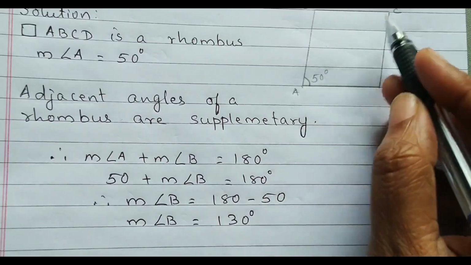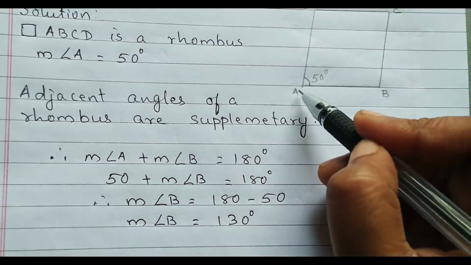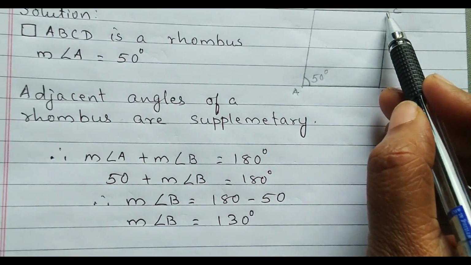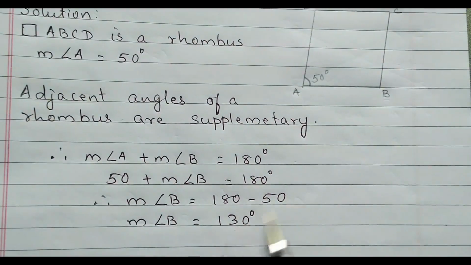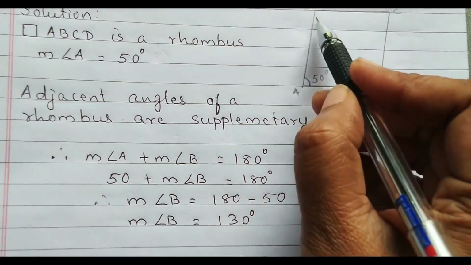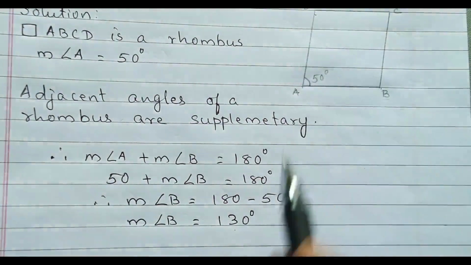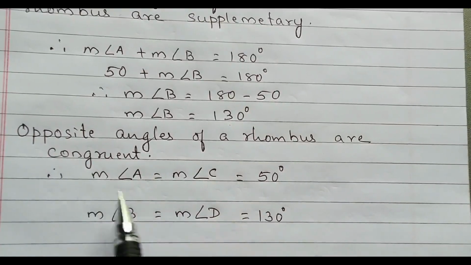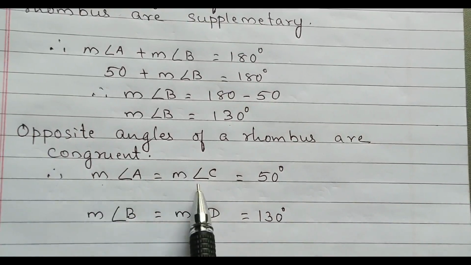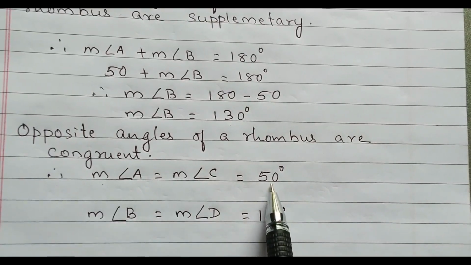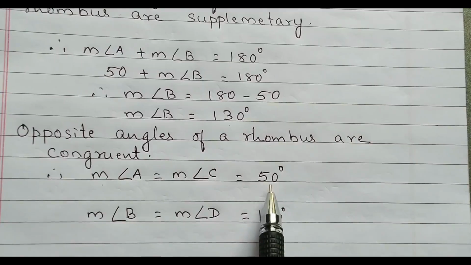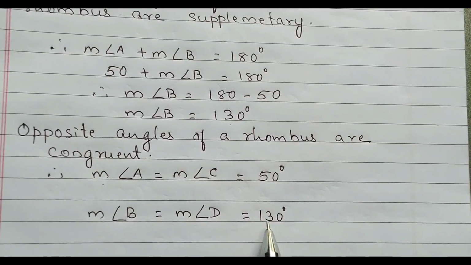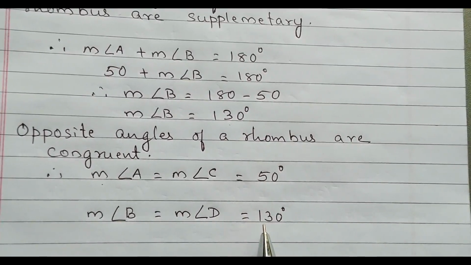We know that opposite angles of a rhombus are congruent. So if measure angle A is 50, what will be the measure of angle C? Yes, 50 degree. Similarly, if measure angle B is 130, what will be the measure of angle D? 130. Opposite angles of a rhombus are congruent. Therefore, you can write measure angle A is equal to measure angle C is equal to 50 degree. That is, both are 50 degrees each. And also measure angle B is equal to measure angle D is equal to 130 degree.